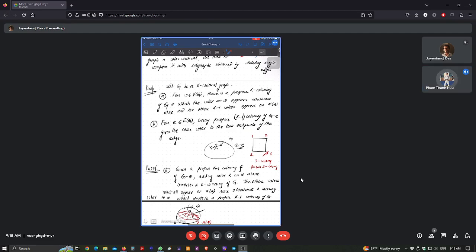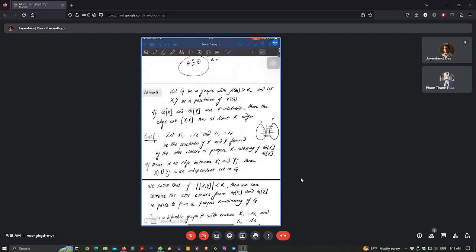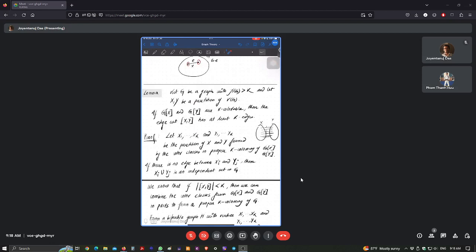So next, suppose G is a graph with chromatic number strictly greater than k. If X and Y are a partition of the vertex set, and G[X] and G[Y], the graphs induced by X and Y, are k-colorable, then the edge cut, that is the number of edges with one endpoint in X and one endpoint in Y, is at least k edges.